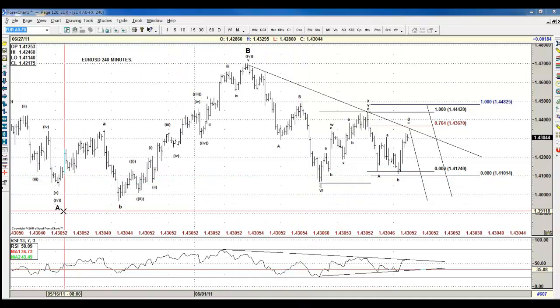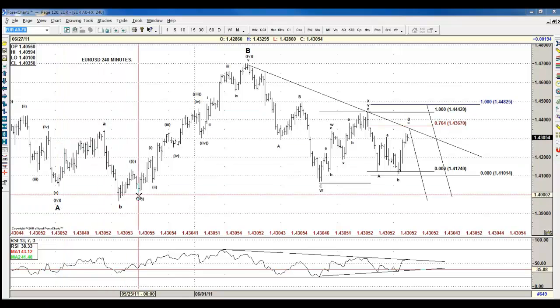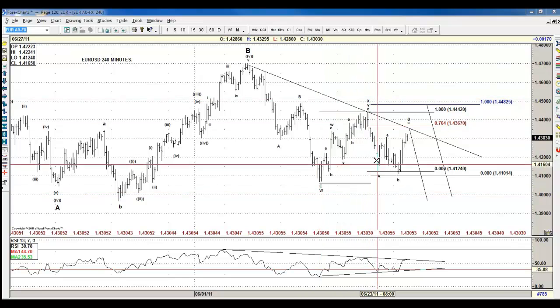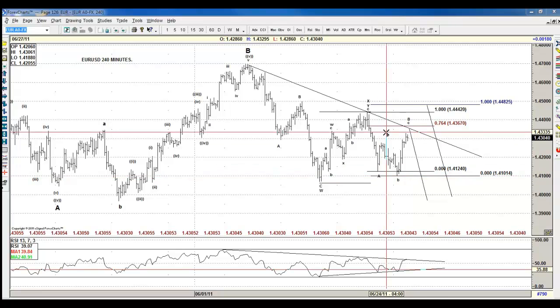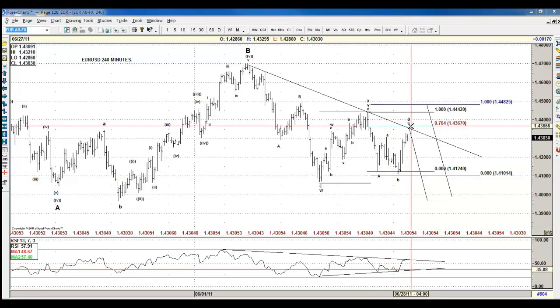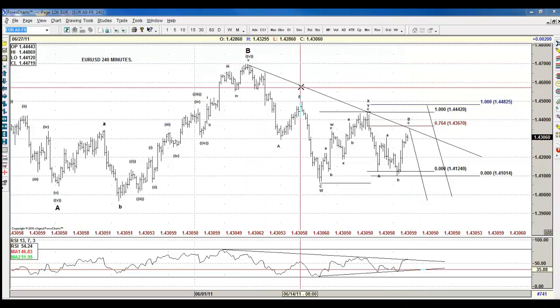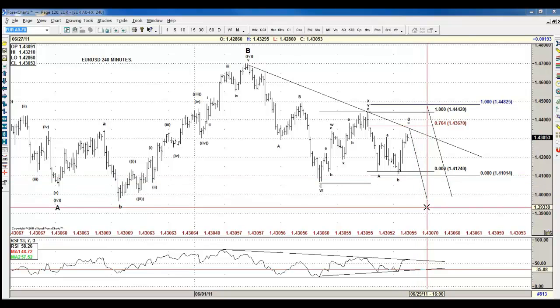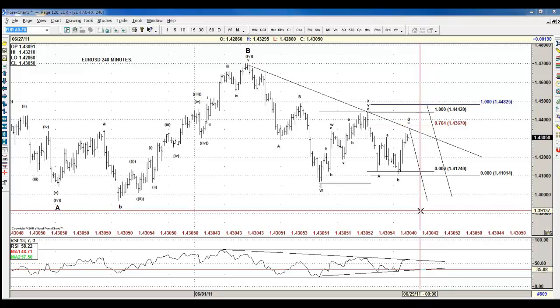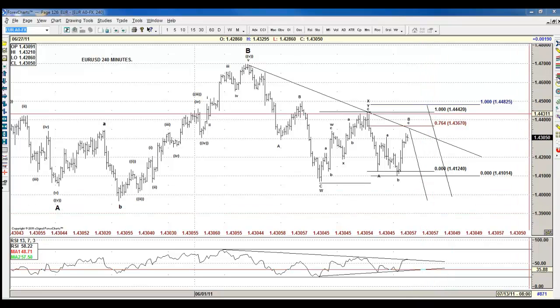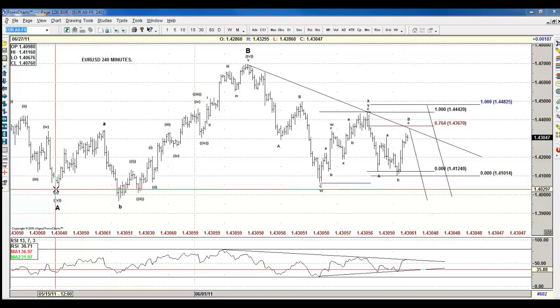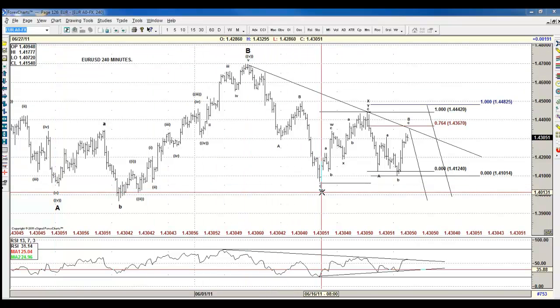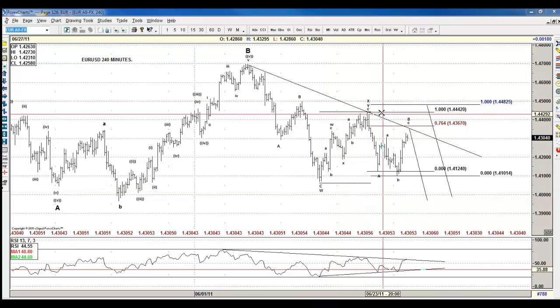First scenario, the one that I prefer, is a flat: wave A, wave B in 3 waves down, and W, X, A right here, then a flat wave B to 143.67. It's going to respect this trend line, and it's going to drop from around the 143.67 area to around the 138 area. That's my preferred count.